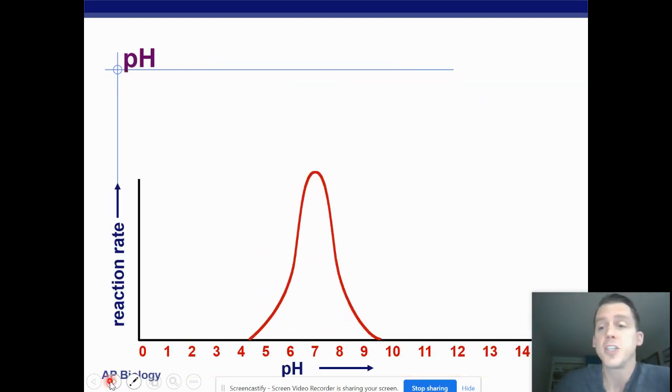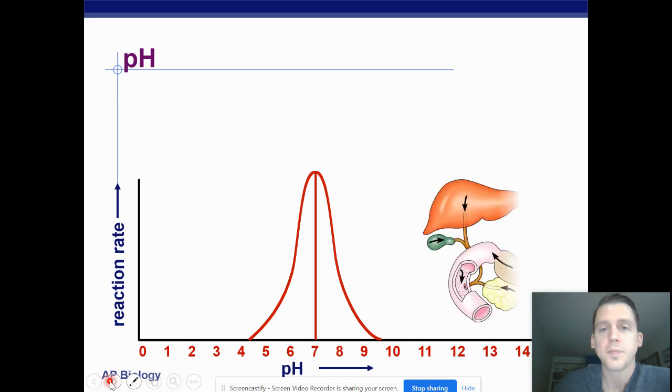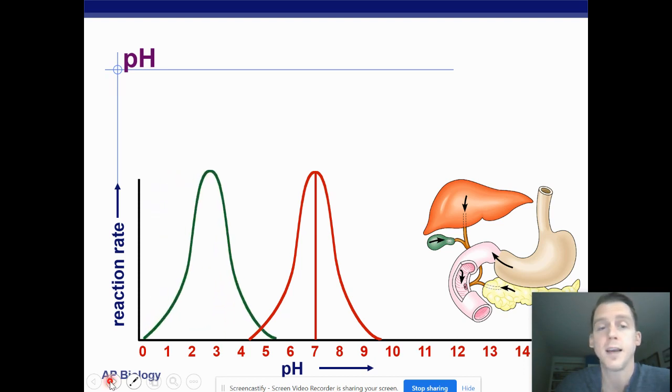pH is another thing that can change enzymes. Most living things are going to be around a pH of 7, so that is the ideal pH for their enzymes. However, pepsin, which is found in your stomach, has a lower ideal pH. Why might that be? Well, it might have a lower ideal pH because your stomach is filled with hydrochloric acid, which is acidic.